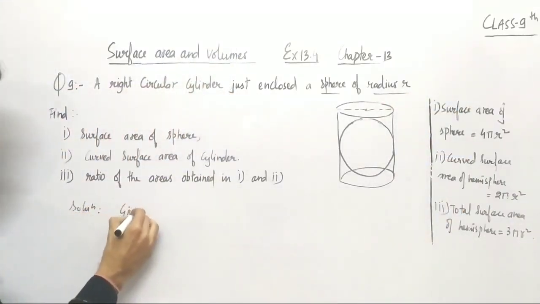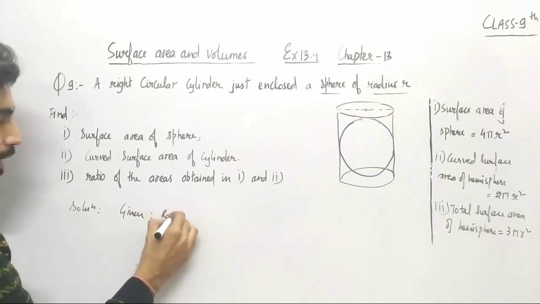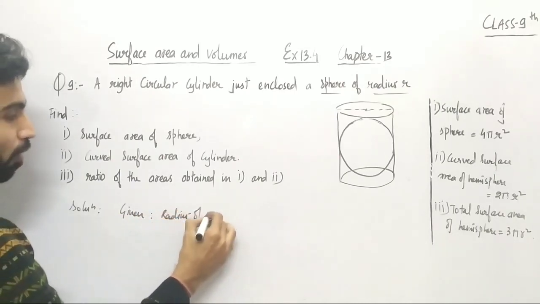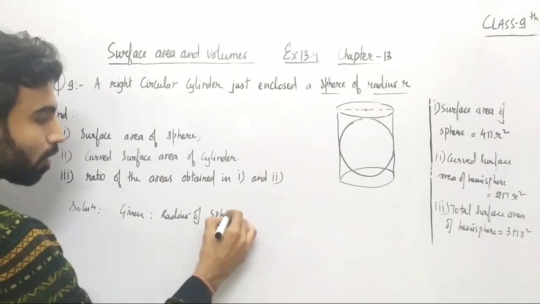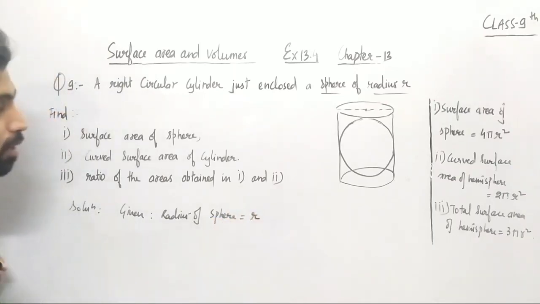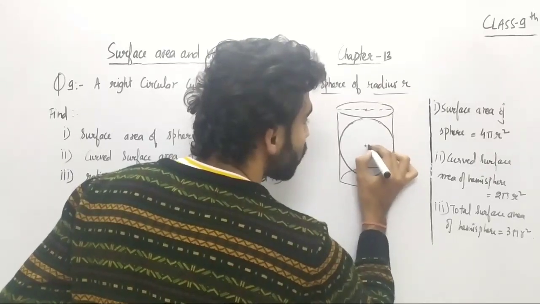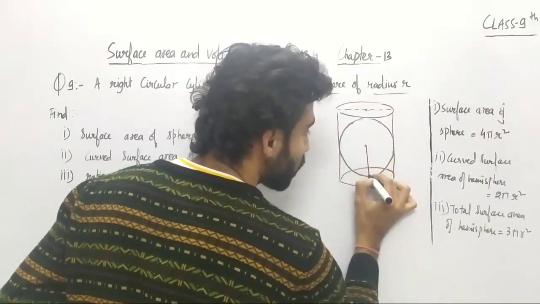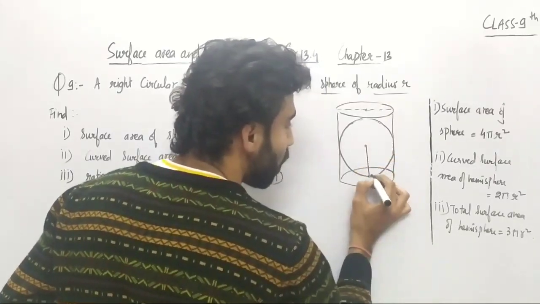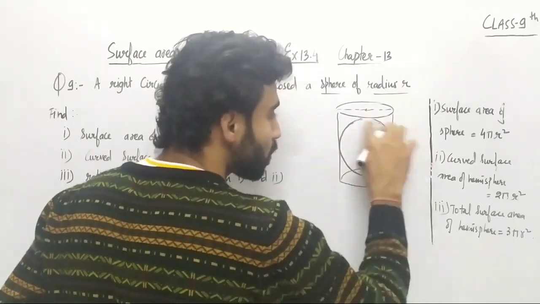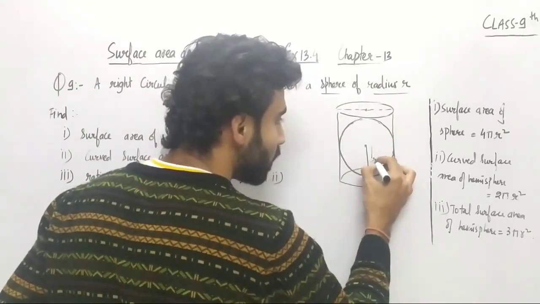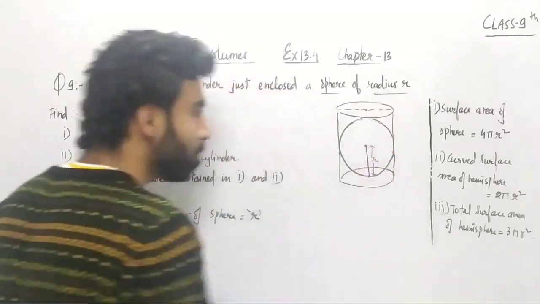So given, you can see the radius of the sphere, that is small r, right? So here, if I draw the radius, you can see the distance from the center to the point on the circumference of the sphere is known as the radius, right? So here r is given.